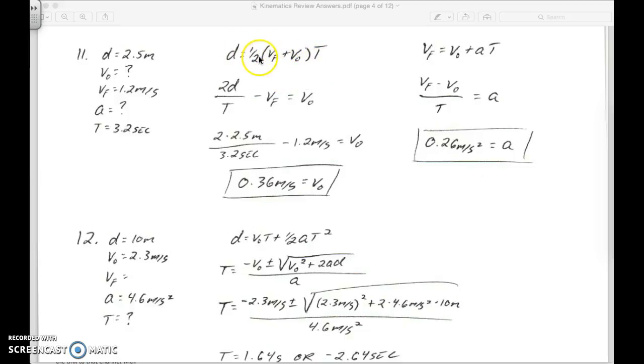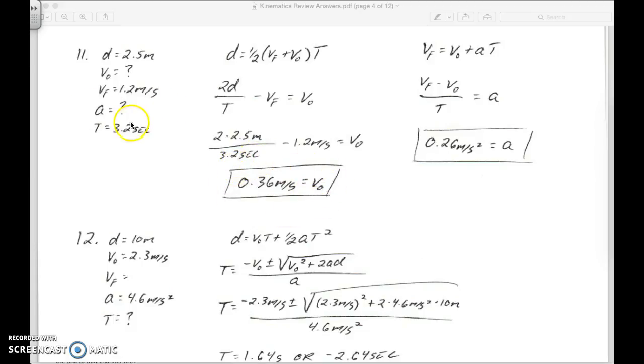To get rid of the half, we multiply by 2, which is why there's a 2 in the numerator over here with the d. And we're going to divide by the time, which is why that is now in the denominator. That's just going to leave me with vf plus v naught on the right side of the equation. And I'm going to subtract vf away, which is why I have minus vf. We're going to plug in our numbers: 2 times the d, which is 2.5 meters, all over time, 3.2 seconds, minus 1.2 meters per second. That's going to give us an initial speed at the first photogate of 0.36 meters per second.